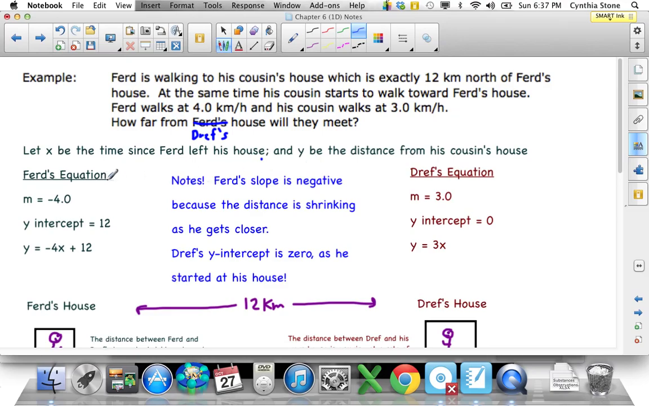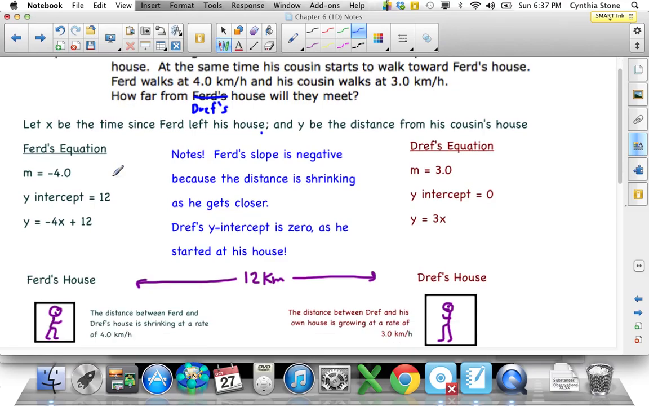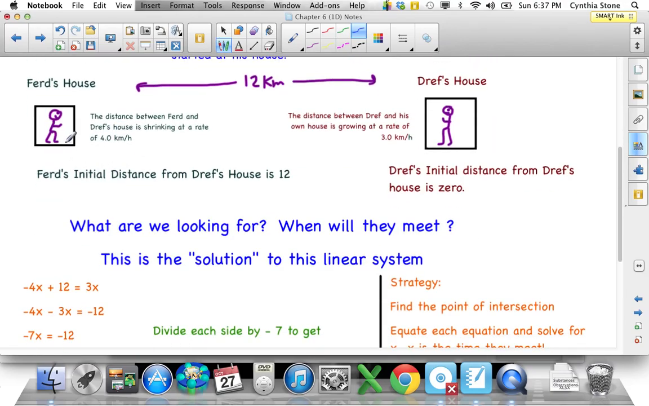So to find Ferd's equation, they both have an equation. We're going to find the solution. That's really what we're doing, and this is actually before you get into any writing. Let's just look. So here's Ferd. Here's 12 kilometers difference. Ferd's in his house. Dreff's in his house. Dreff starts walking this way. Ferd starts walking this way.